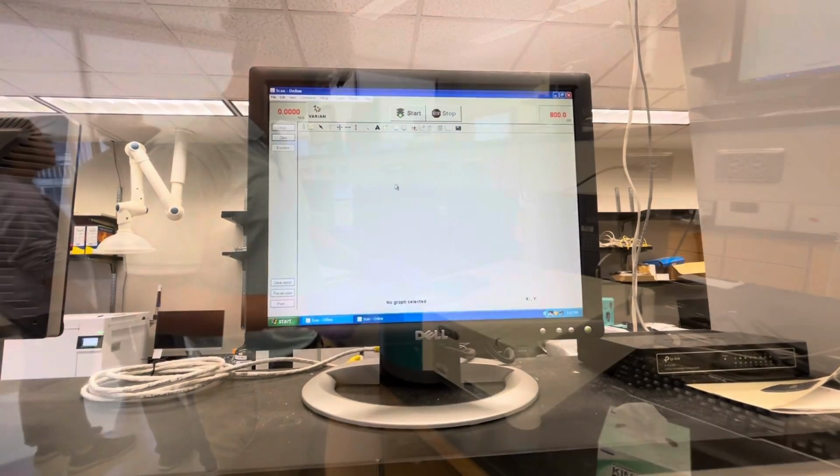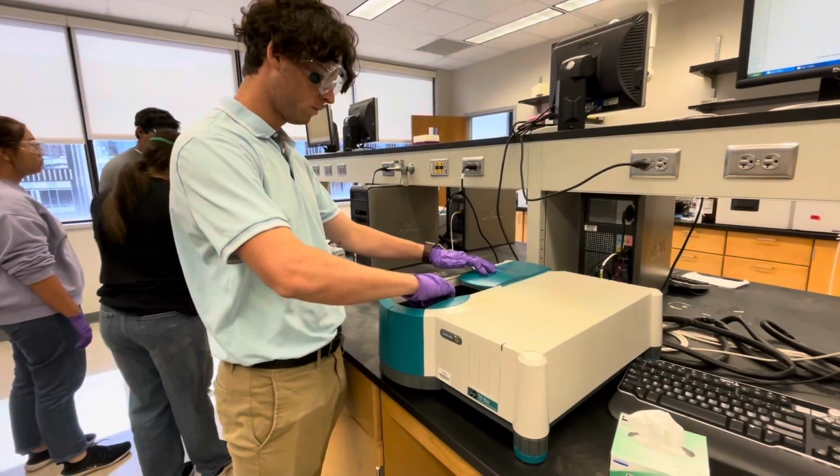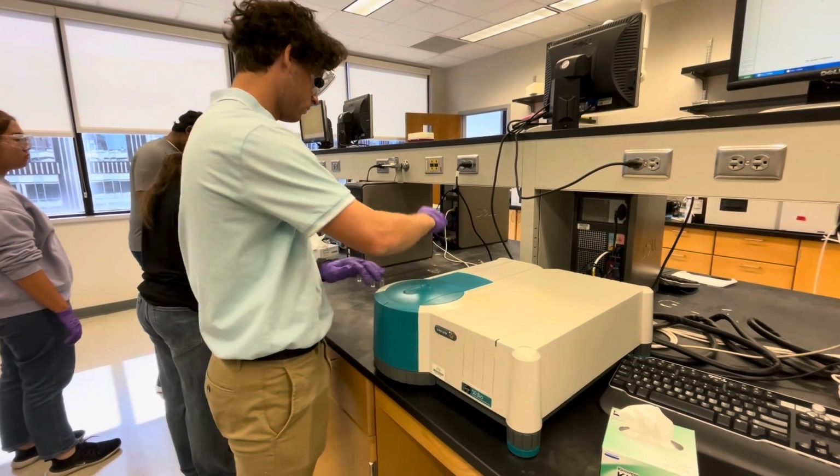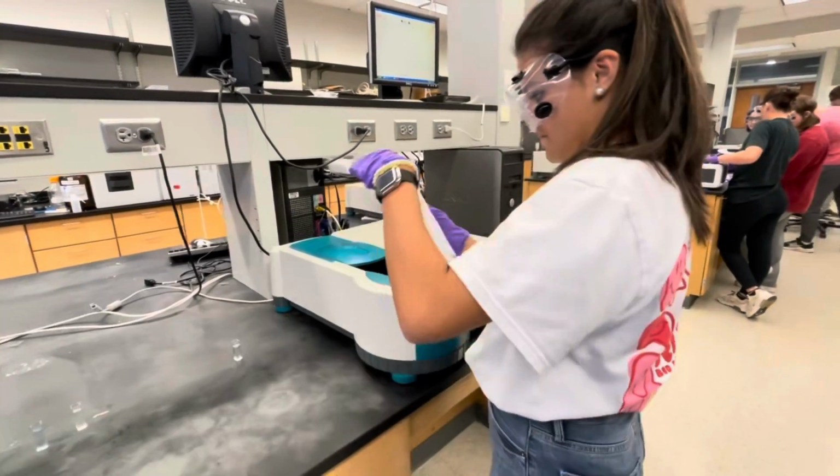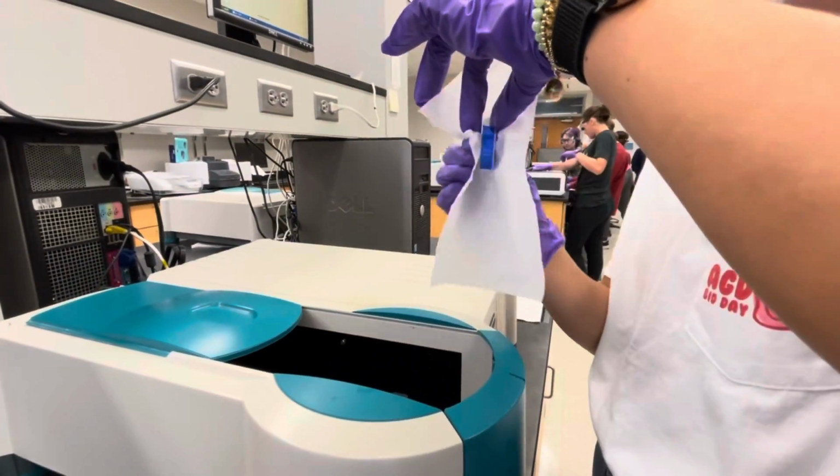Then we closed the lid and zeroed the spectrophotometer in the scan program. We used a blank solution to zero it to make sure that the spectrophotometer only measures the light absorbed by the component of interest and not the light from the solvent.